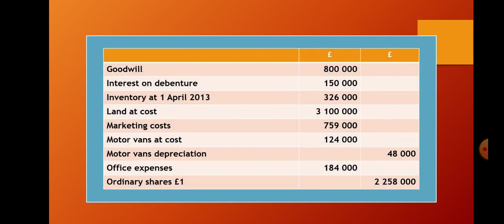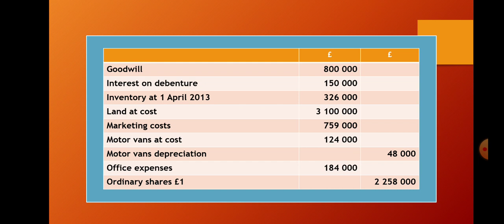Then next we have goodwill, which is an intangible asset and it should be shown in the statement of financial position. The next is interest on debentures. Interest on debentures paid is 150,000. So we need to check whether the percentage given on the debenture interest is the same as what is paid. If they are not the same, then the difference will be the owing amount. The next is opening inventory, which should be taken under cost of revenue.